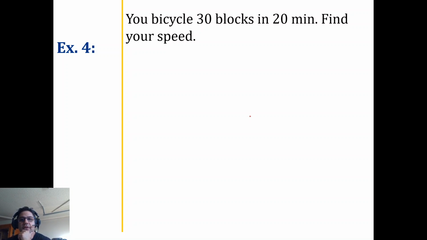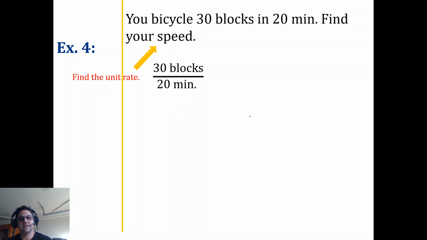All right, you bicycle 30 blocks in 20 minutes. Find your speed. So we're going to set it up again as follows. It would like the unit rate. So your speed, not just the speed in general, is unit rate, your speed. So we're going to go 30 blocks in 20 minutes. So I can ride, let's reduce it.